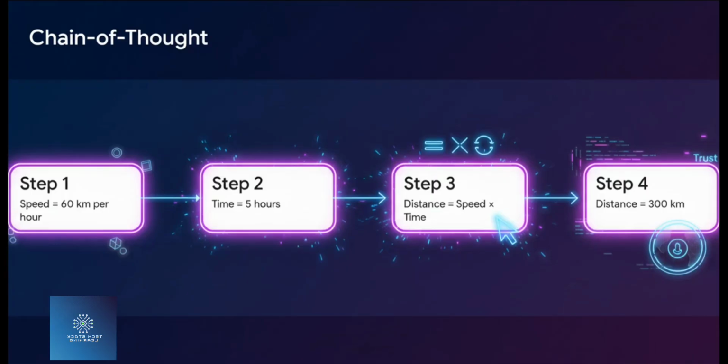And here's a perfect example of that chain of thought in action. Instead of just jumping to the answer, which would be 300 kilometers, look at what the agent does. It breaks the whole problem down. First, it identifies the speed, then the time, then it remembers the formula. Distance equals speed times time. Then it does the math. This whole step-by-step process, it's not just more accurate, it's more trustworthy. You can actually see its logic. You can follow its thinking.